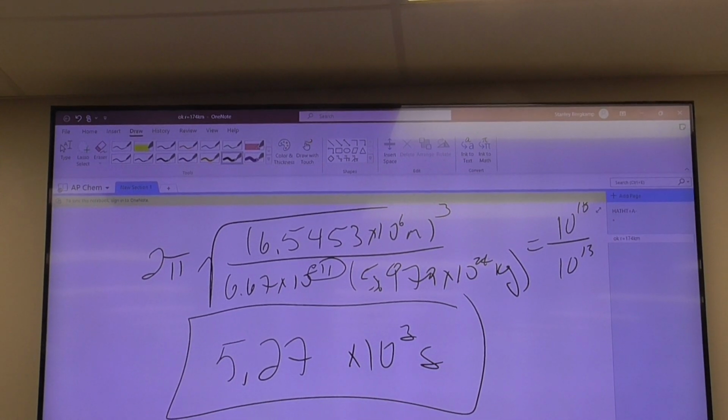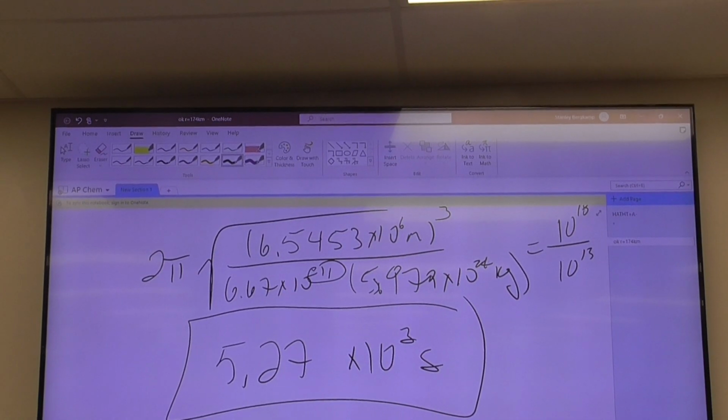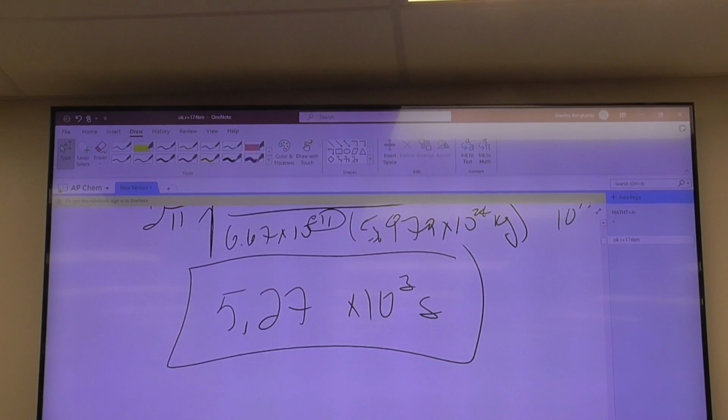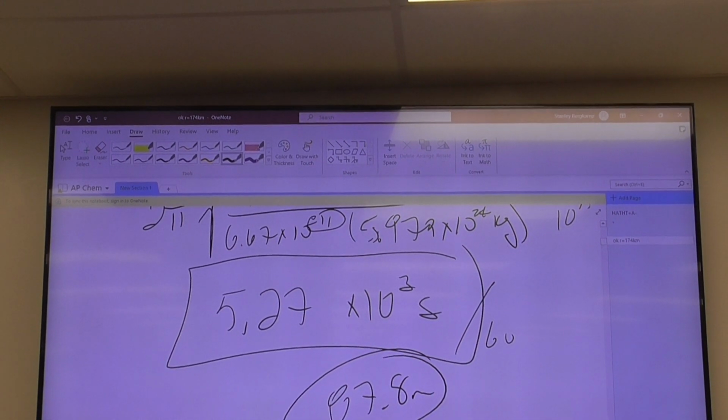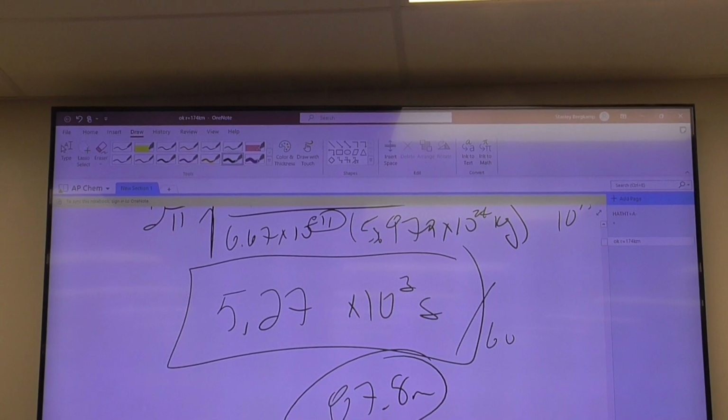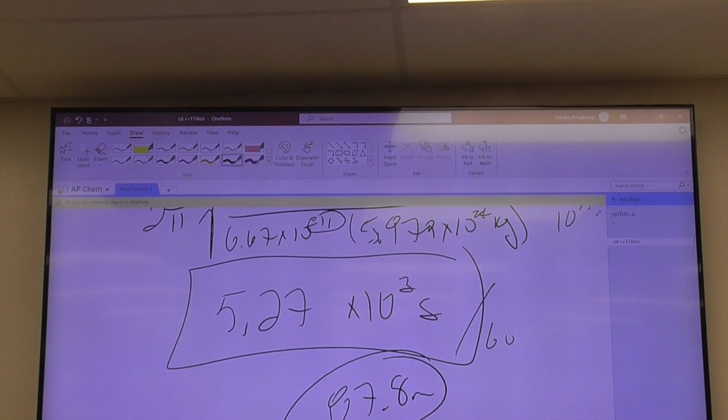Now, out of curiosity, divide that by 60. 87.8 minutes, which is about an hour and a half. So if Luke was in orbit, he's going much faster than the Earth is spinning. So if you like sunrises, go and orbit the Earth. You're going to get a sunrise about every hour and a half because you complete one orbit around the Earth every hour and a half. If you like sunsets, I'm going to get one of those about every hour and a half.